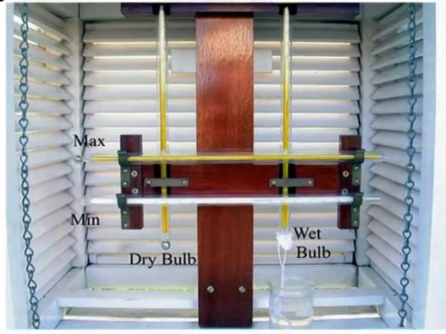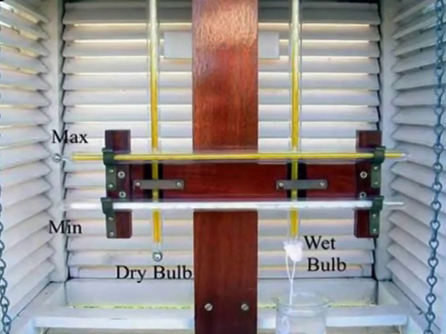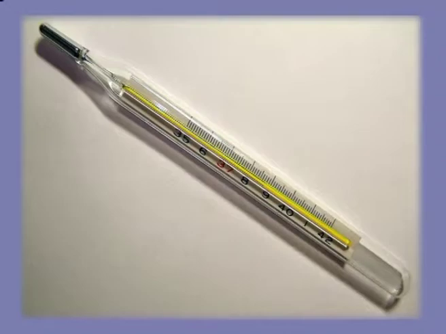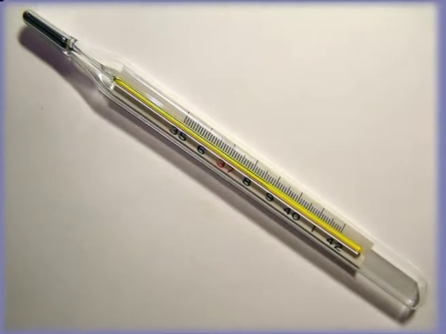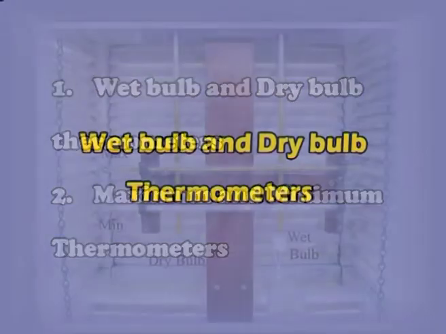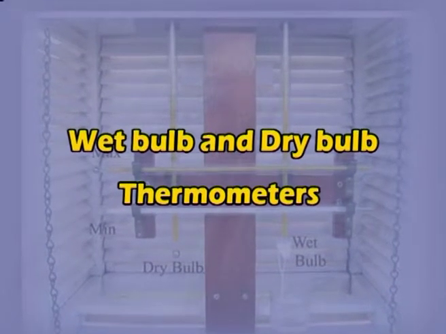All temperatures are measured in a well ventilated structure known as Stephenson's screen. You can see in the figure that the thermometers are mounted inside this screened box so that the thermometer remains under shade, free from the disturbances of sunshine which may raise the temperature. The kinds of thermometers used for recording temperatures are of two types: wet bulb and dry bulb thermometers, and maximum and minimum thermometers.